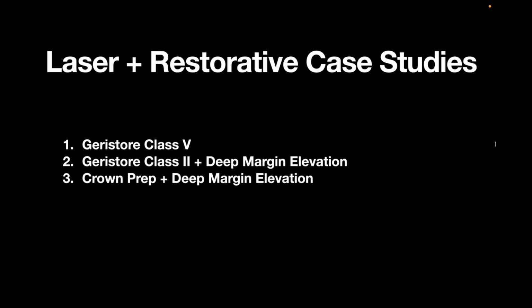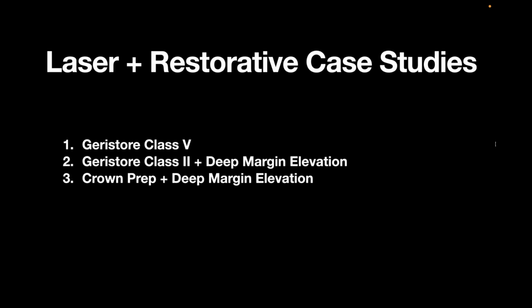Okay, so the first one we're going to go over is going to be using Geristor, which is that glass ionomer, and it's going to be used for class 5s. We're also going to talk about Geristor in class 2s. We're going to talk about deep margin elevations and crown preps. I try to pick starting from the simple cases that we have in our office all the way to maybe the more complex things that we can see, just so we get an overview of how versatile these lasers and this restorative material is.